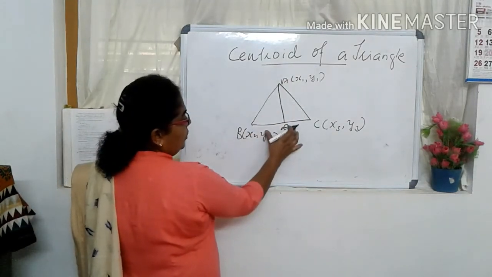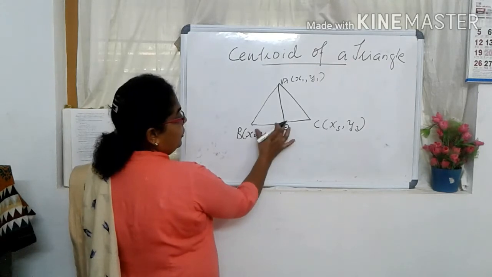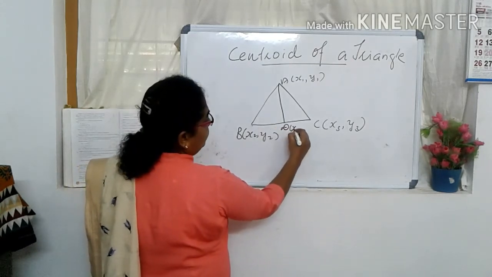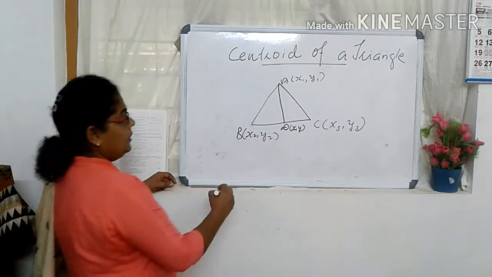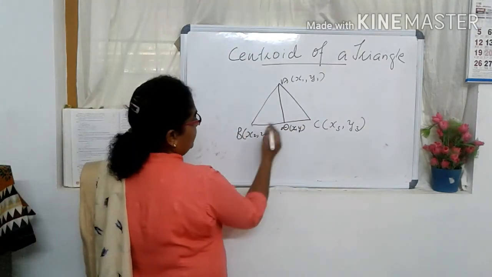D is the midpoint of the opposite side. From A it is drawn to BC, so D is the midpoint of BC. D of x, y is one midpoint. Next, D is the midpoint of BC.